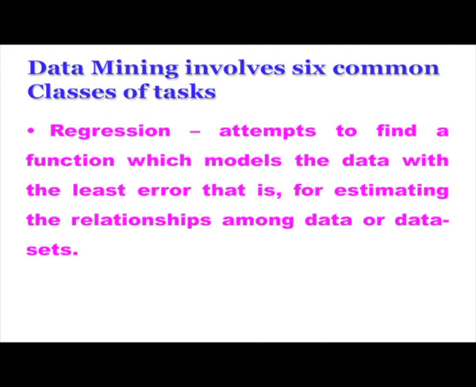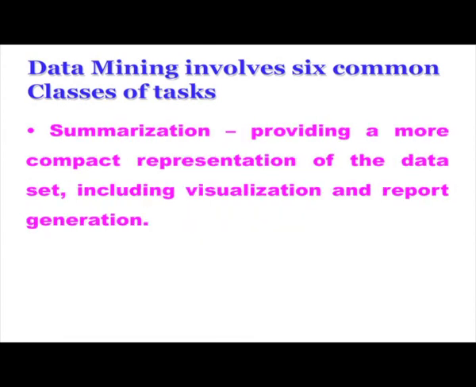Regression. Regression attempts to find a function which models the data with the least error, that is, for estimating the relationships among data or data sets. The other step is summarization. It provides a more compact representation of the data set, including visualization and report generation.